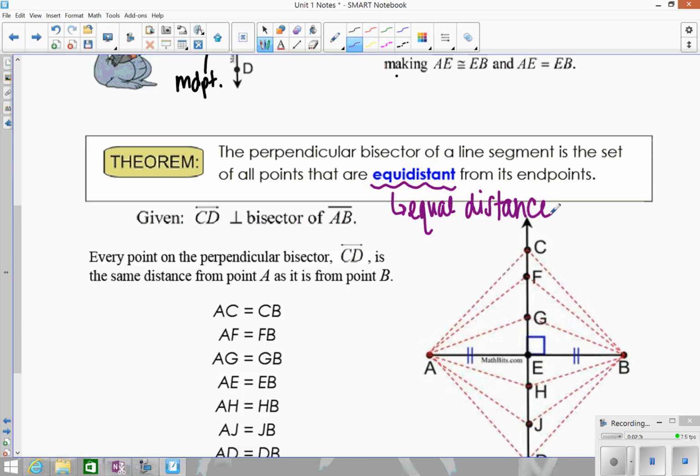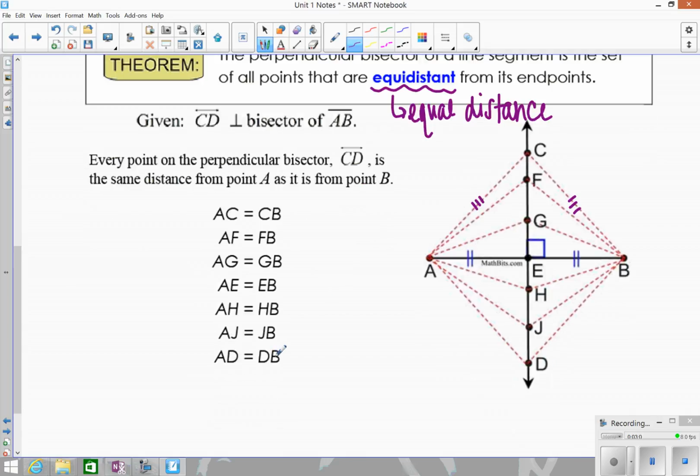So if I'm looking at point C, since point C is on the perpendicular bisector of AB, this distance right here, I'm going to just mark it, is the same as this distance. So C is equidistant from the two endpoints. That's the definition of a perpendicular bisector. So any point on the perpendicular bisector will be the same distance away from the two endpoints. And when we get to the constructions, you're going to see that's actually how you do the construction. So that's what this is saying. All of those distances are equal because all of those points are on the perpendicular bisector.